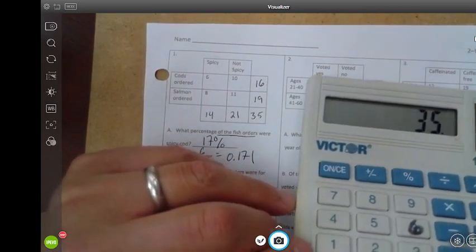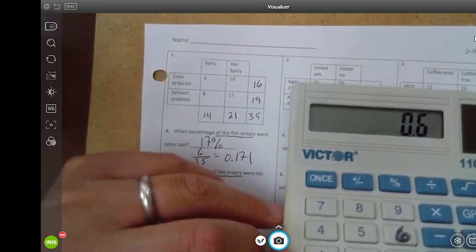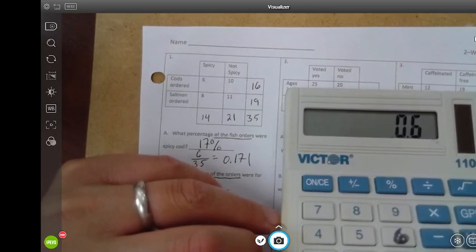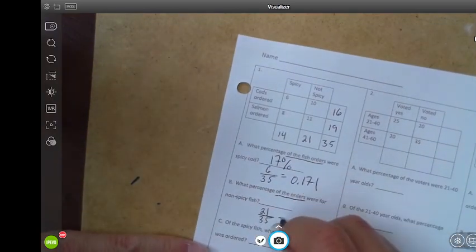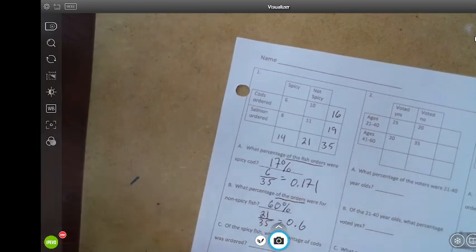So I do 21 divided by 35. Okay, I don't know if you can see it. Tilt it. All right, it gives you 0.6. All right, move the decimal over 2 spaces. That's 60%. Okay.